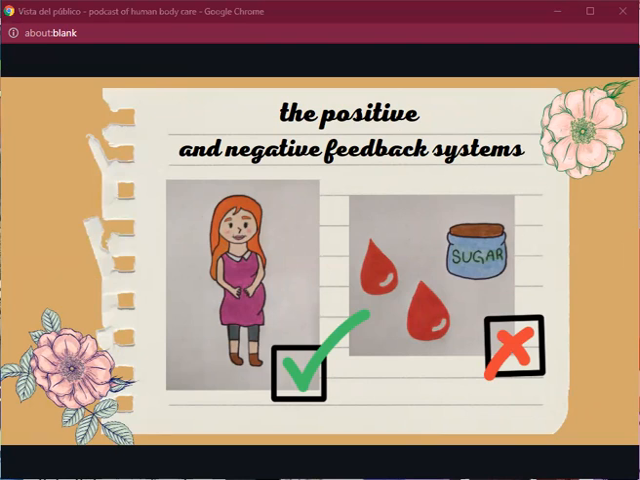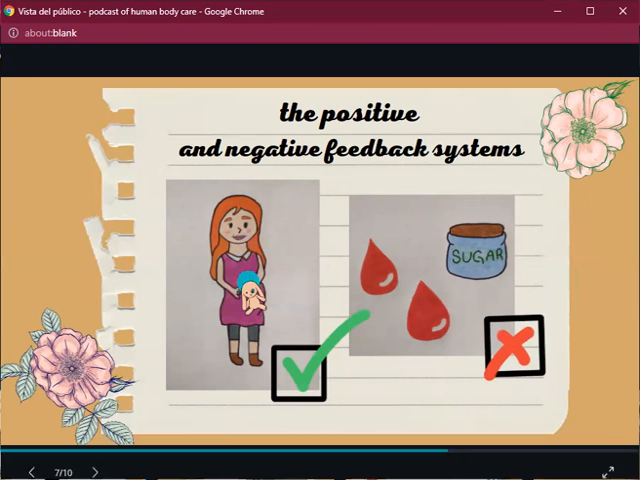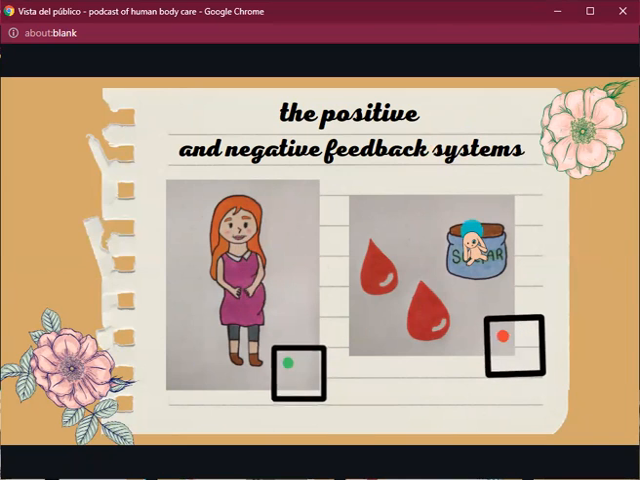Here we have two examples for the positive one, that is contractions in childbirth or blood clotting. And then the negative feedback system is the feedback that tends to dampen a process by applying the output against the initial conditions. Some examples are the control of blood sugar and the control of blood calcium level. Here, as you can see, we have a pregnant lady that goes with the positive feedback, and the blood control of sugar that goes with the negative feedback.